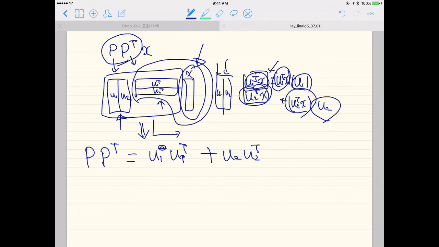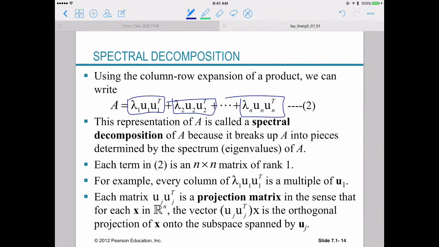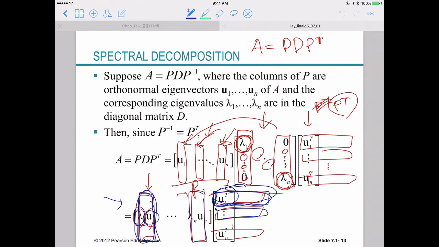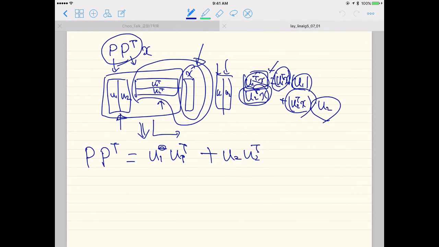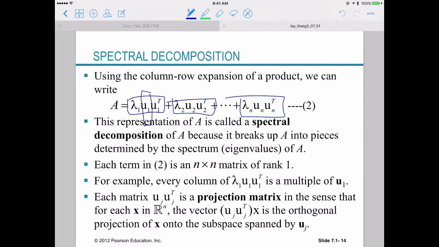In the case of P is having also orthonormal columns, but in this case, we have almost a similar form, but we have U1 and U1 transpose, which is still a rank 1 outer product, but they are actually weighted by this eigenvalue lambda 1, and U2 and U2 transpose, which is another rank 1 outer product, and the weight is lambda 2, right?